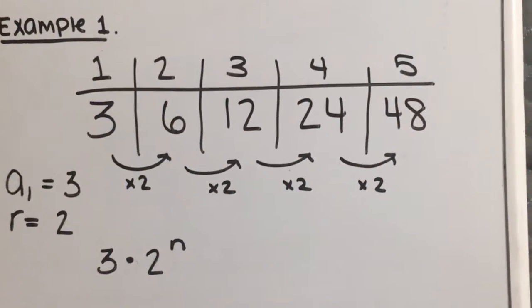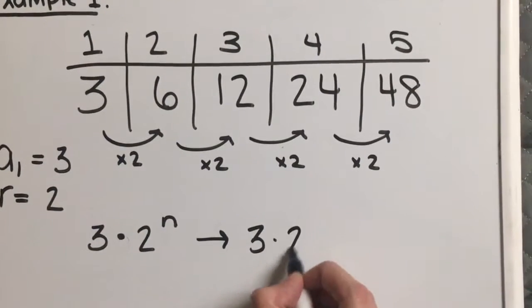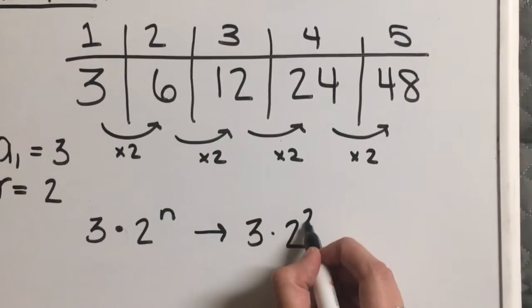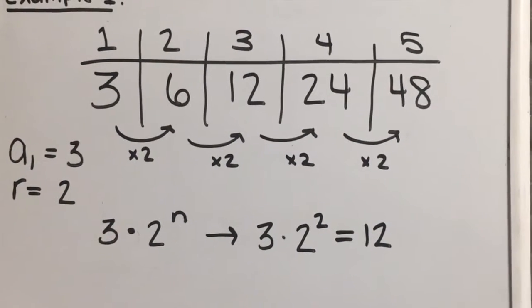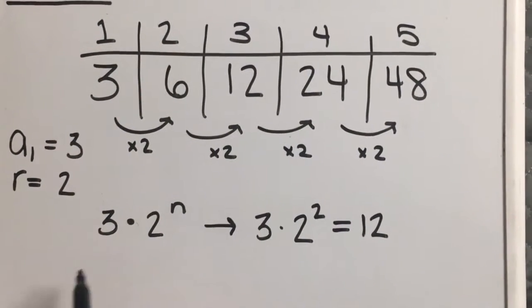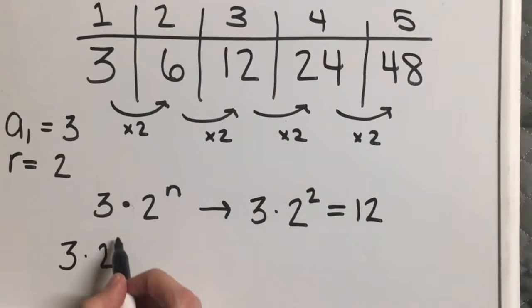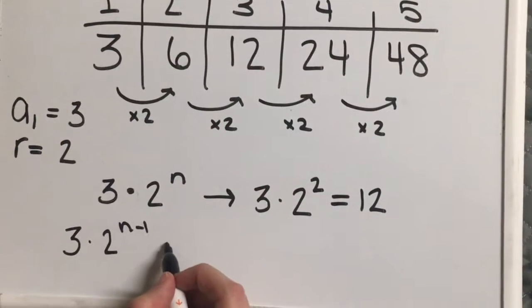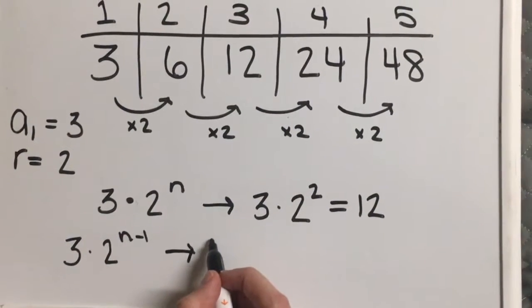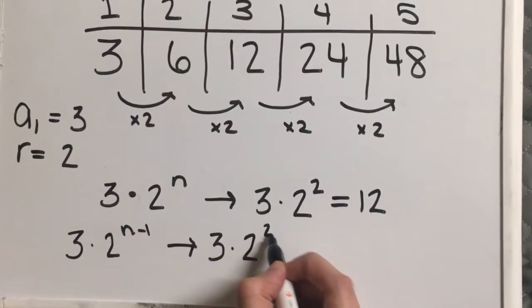To check your formula, pick an nth term. For example, 2. 3 times 2 squared equals 12. However, this is the answer to the third term. Therefore, we know that the exponent has to be n minus 1. We know this because when you multiplied 3 times 2 squared, you had one term. So if you do 3 times 2 to the 2 minus 1, you get 1, which gives you the correct answer of 6.